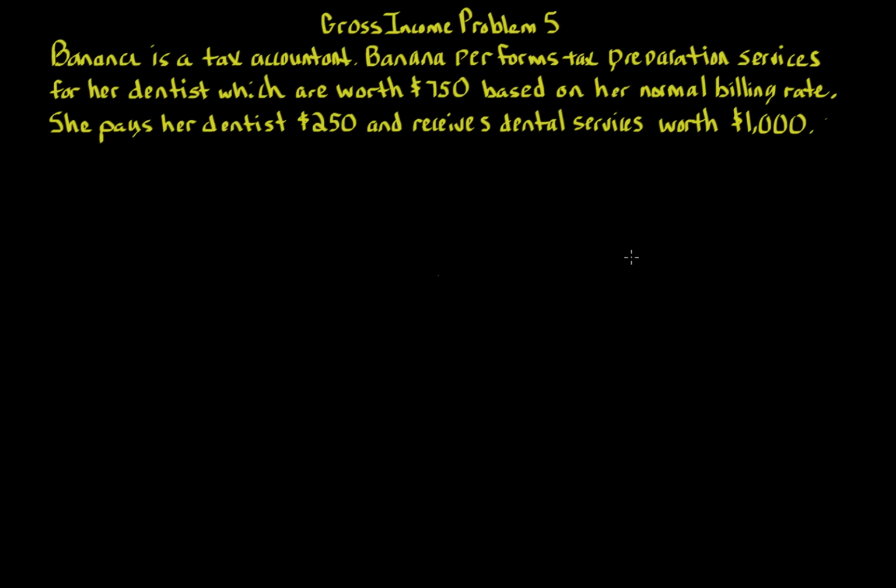Now, Banana performs tax preparation services for her dentist, which are worth about $750, based on her normal billing rate. Banana does need some dental work. So rather than pay Banana $1,000 cash, Banana is going to have $1,000 worth of dental services performed, but Banana is only going to pay $250. And again, Banana performed $750. So the idea here is that Banana is going to trade $750 worth of tax accountant services, preparing tax returns for dentists, for dental work, and then the remaining portion is being paid by cash of $250.